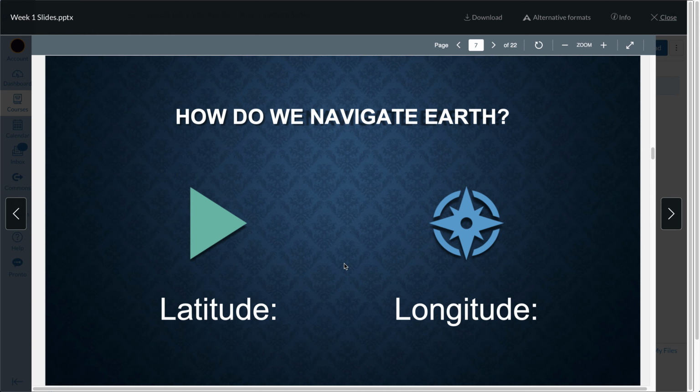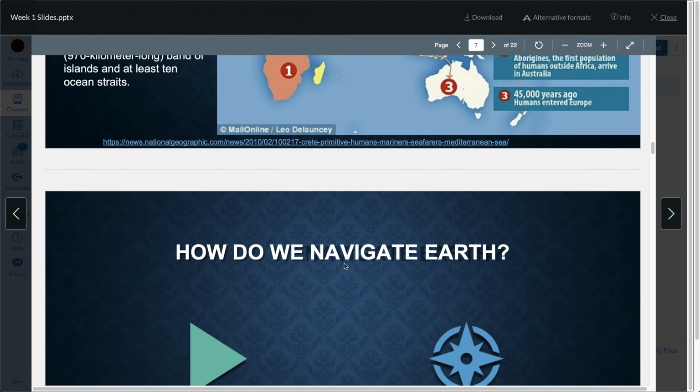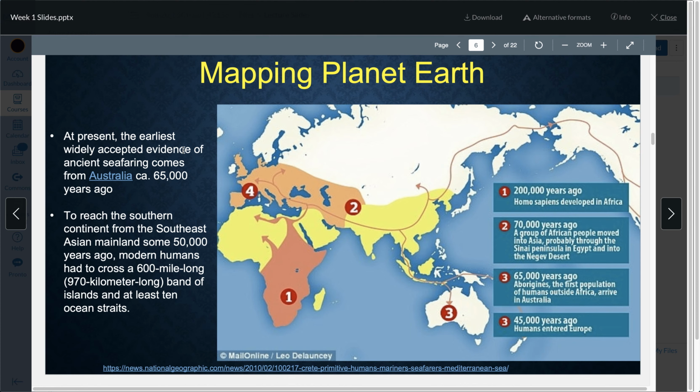So we oftentimes think of humans as only being seafaring for the last couple of hundred years, but as a matter of fact, human beings have been exploring the oceans for tens of thousands of years. And one of the earliest accepted evidence of global seafaring and early mapping of planet Earth actually comes from Australia at around 65,000 years ago. So to give you some perspective of where that sits in Earth history, around 200,000 years ago, that's when Homo sapiens developed in Africa. And then around 70,000 years ago, a group of African people moved into Asia.